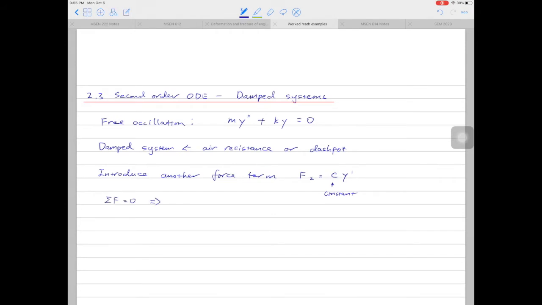Again, the total force is 0 during the process of oscillation, so sigma F is equal to 0. What this gives us is my double prime plus cy prime plus ky equals 0.